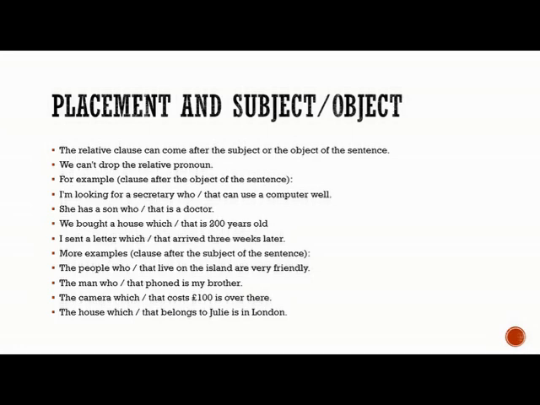Placement and subject-object. The relative clause can come after the subject or the object of the sentence. We can't drop the relative pronoun. For example, clause after the object of the sentence. May I remind you, the relative clauses who and that are interchangeable. They both work. That's why the slash is there.